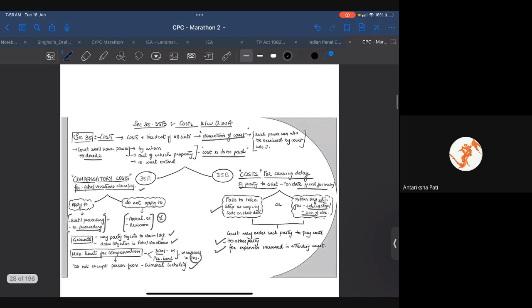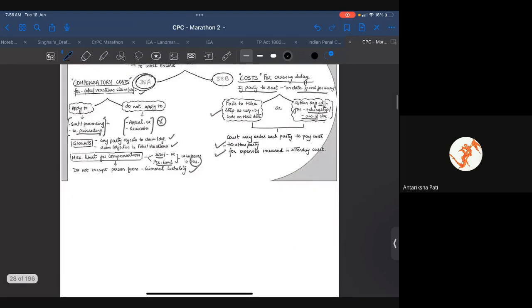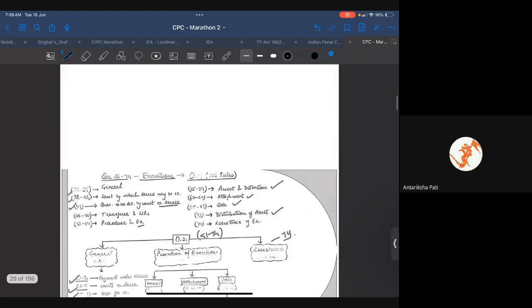Now, cost for causing delay: if the party to a suit, on the date fixed for hearing, fails to take a step as required by the code, or obtains any adjournment for taking a step or production of a document, then the court may order such party to pay cost to the other party for expenses incurred in attending court. So this is for causing delay, and the other is for making vexatious claims or false claims. 35A is for false claims, 35B is for causing delay.